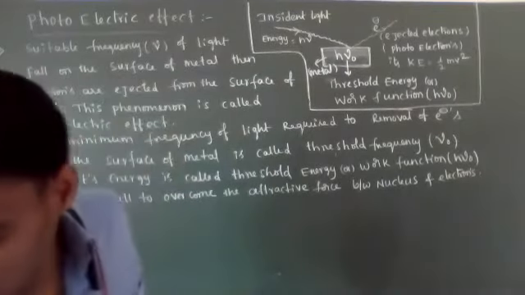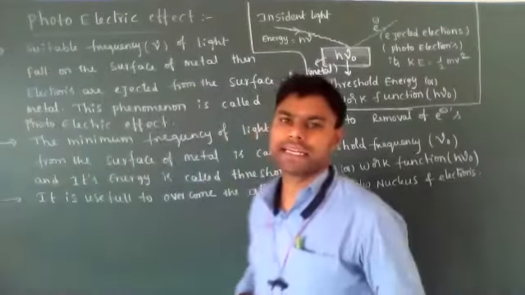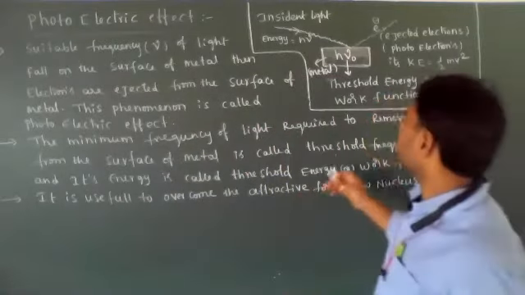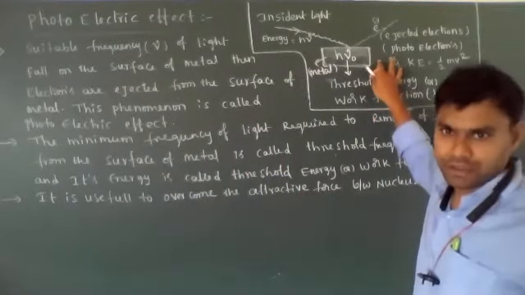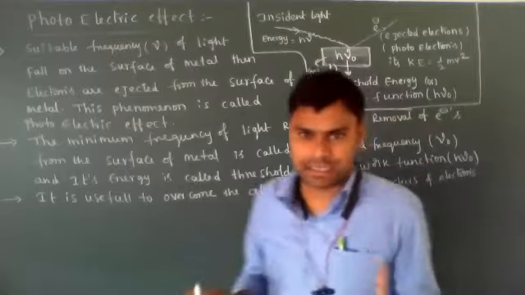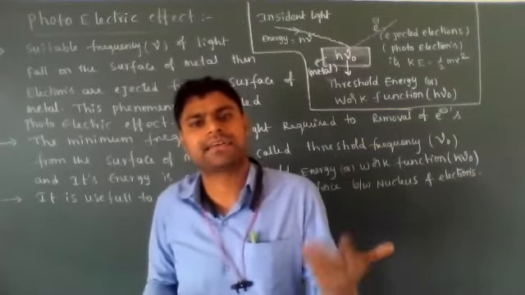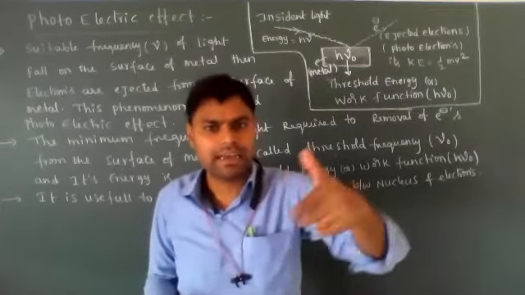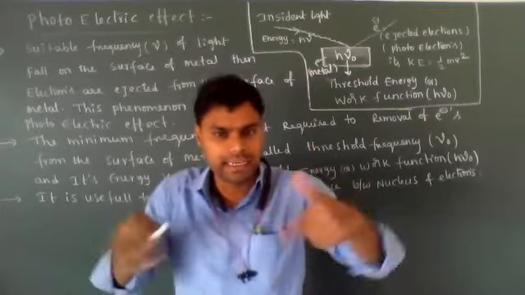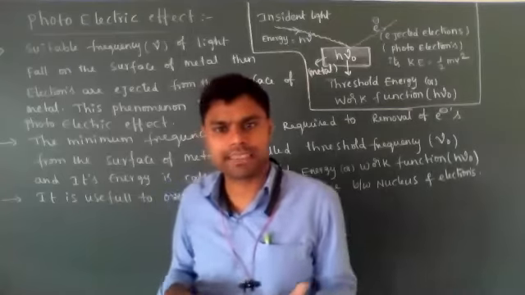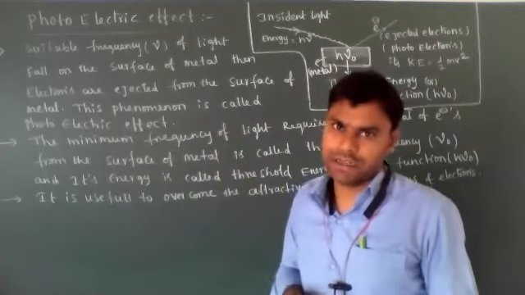Let's see the photoelectric effect. Photoelectric effect means you have to take any metal surface. So we are taking any metal, meaning metal atoms. Metals are nothing but atoms. They contain some electrons present in their valence shells, in their orbitals.